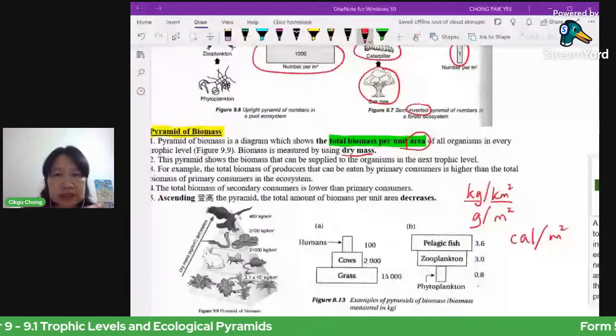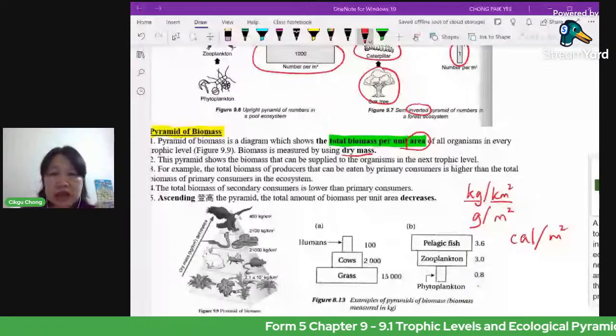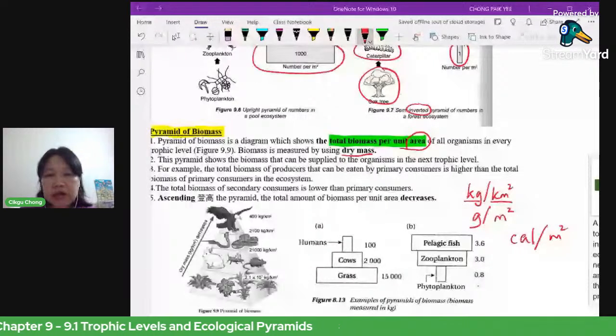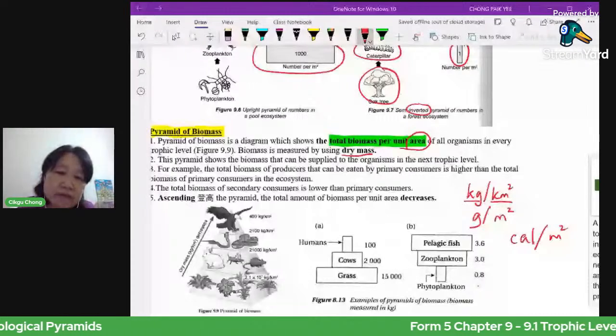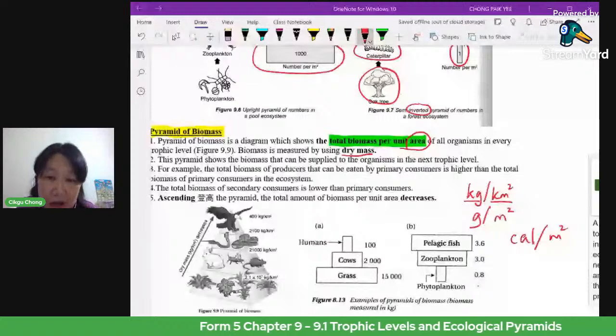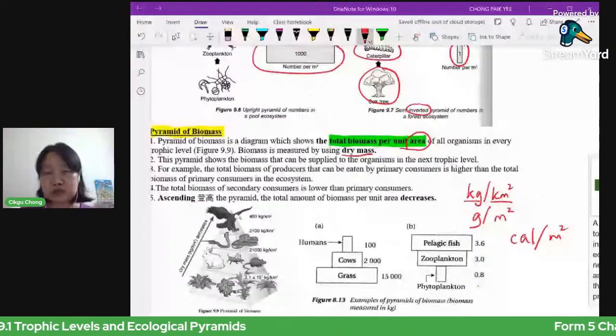Okay, so in this biomass pyramid it can also be inverted. For example, here is the upright one. When you have grass, 15,000, maybe I don't know, kilograms per kilometer square, that will be enough for maybe 2,000 kilograms of cow. Not number, don't talk about 2,000 cows. It's 2,000 kilograms. You're talking about the tissue, not the number of the cow.